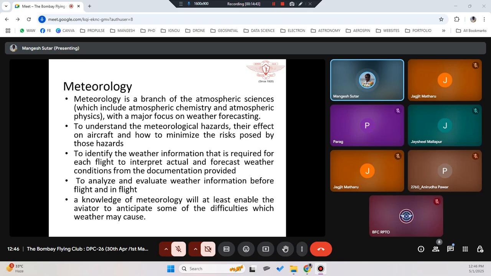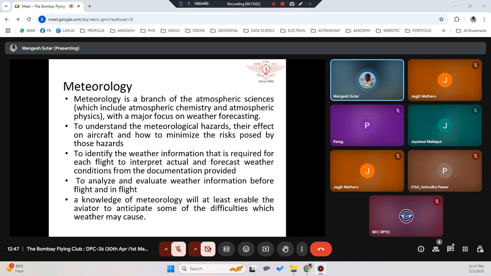Similarly, when you're flying, you should know what the current weather is, what the weather would be down the line, 1 hour, 2 hours, 4 hours, whatever it is. Example, a long flight from the UK, from London to Sydney. These are very different locations with respect to geography.